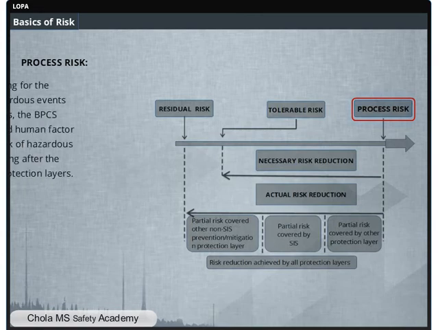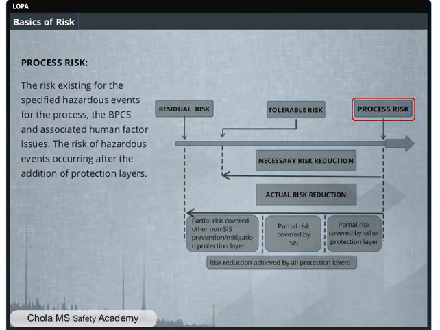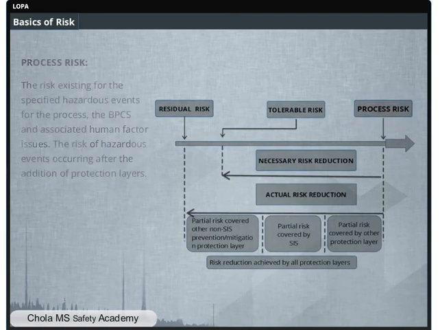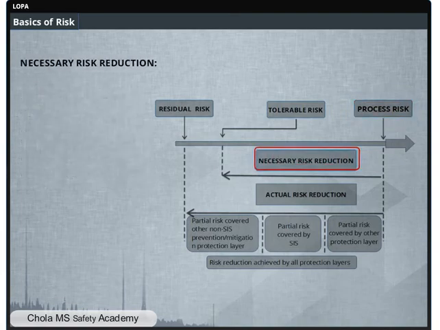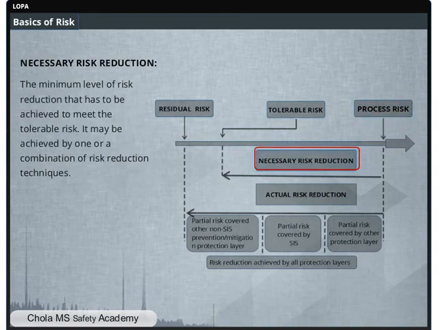Process risk is defined as the risk existing for the specified hazardous events for the process, the basic process control systems and associated human factor issues. Necessary risk reduction. This is the minimum level of risk reduction that has to be achieved to meet the tolerable risk. It may be achieved by one or a combination of risk reduction techniques.